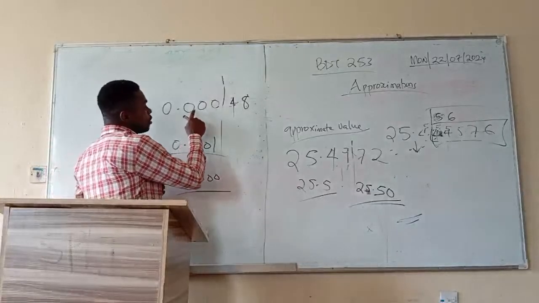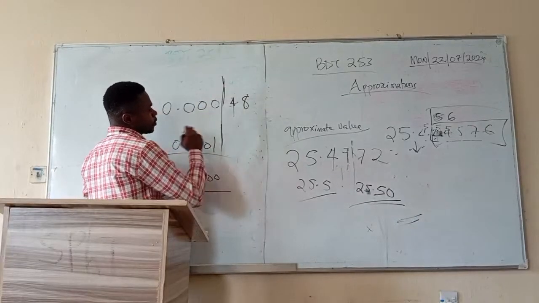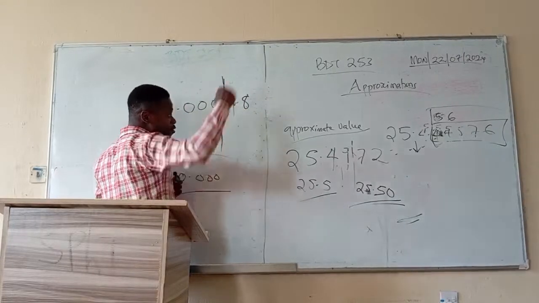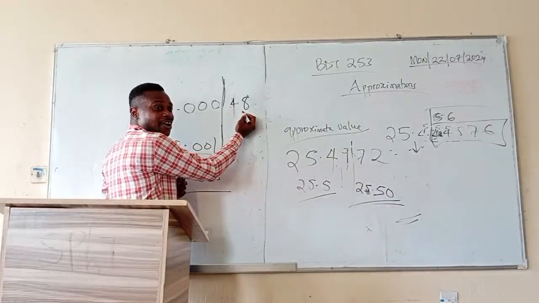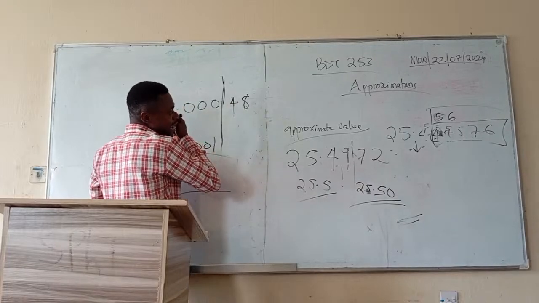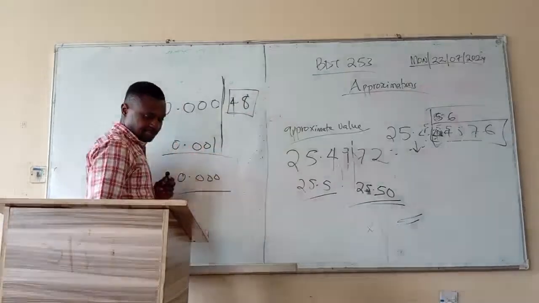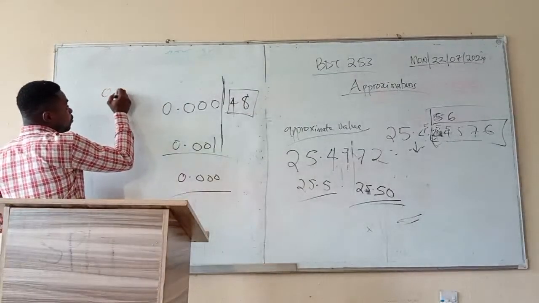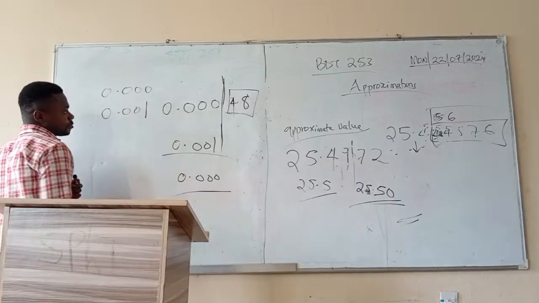You count again. 1, 2, 3. You stop here. So the question is whether you move this one alone, right? Yes. And then 0 everything here. So we have to decide whether the answer is 0.000 or 0.001.